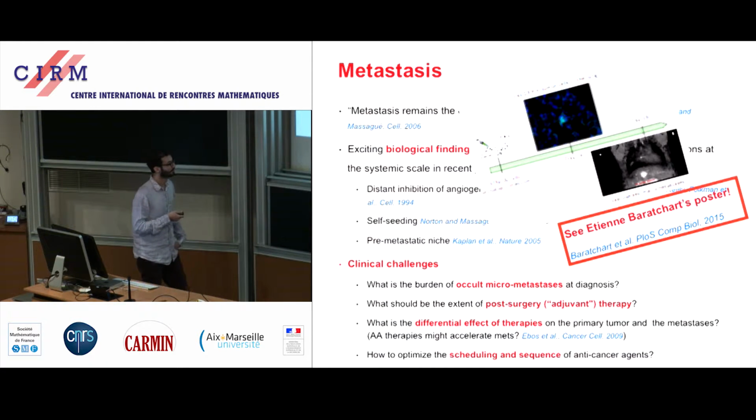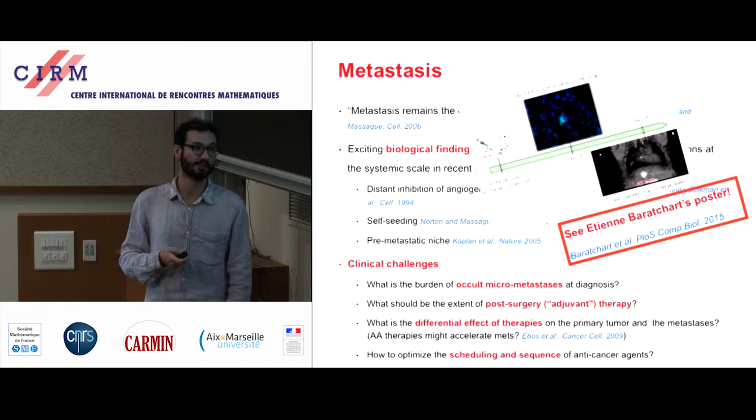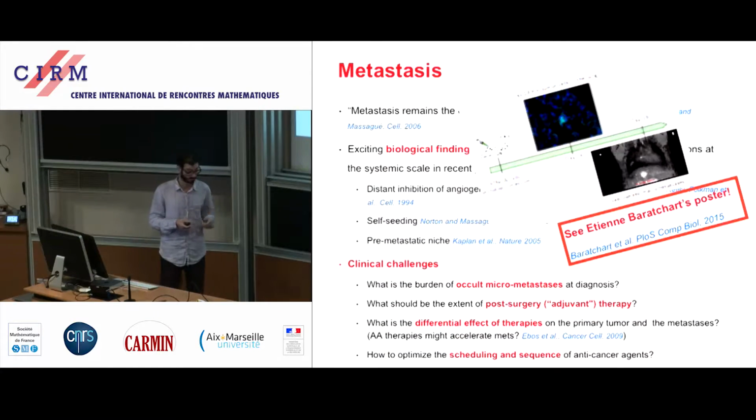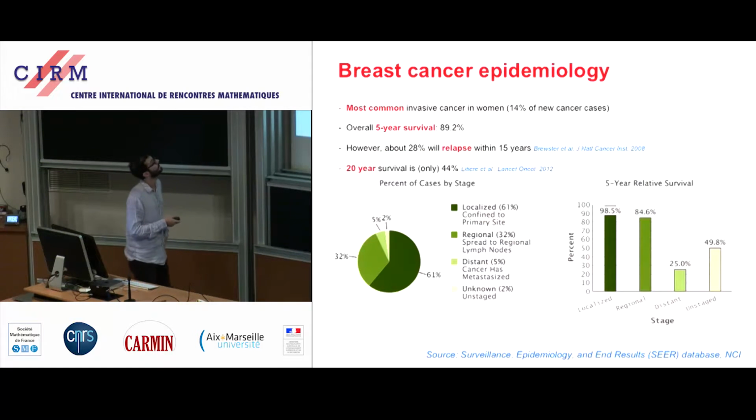And another question is how to optimize and adapt the scheduling and the sequence of anti-cancer agents in the adjuvant setting. All right, so the canonical example for the talk today will be breast cancer. If you look at breast cancer epidemiology, it's a cancer that has a very good 5-year overall survival of almost 90%.